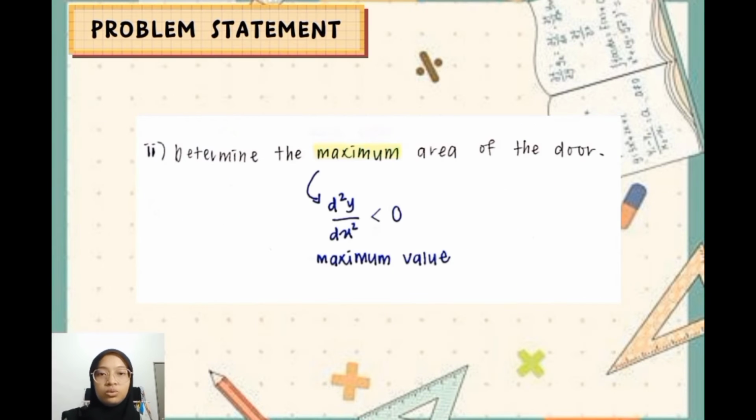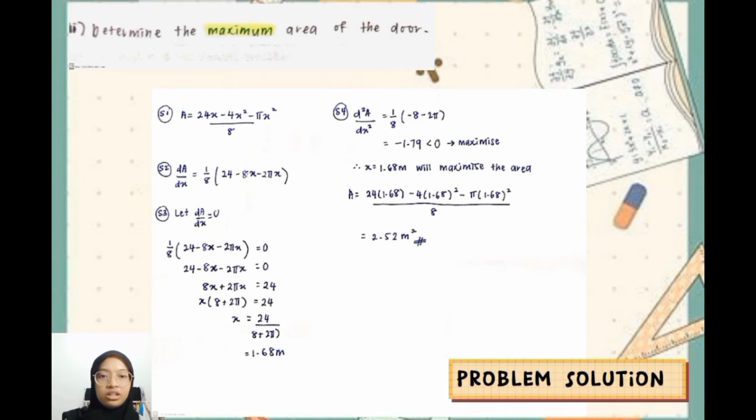For question 2, we are asked to find the maximum area. In order to have a maximum value, we need the second derivative to be less than 0. First we write the formula from the question, which is A equals 24x minus 4x squared minus pi x squared over 8. And then we differentiate this, so we have dA over dx equal to 1 over 8 in the bracket 24 minus 8x minus 2 pi x.